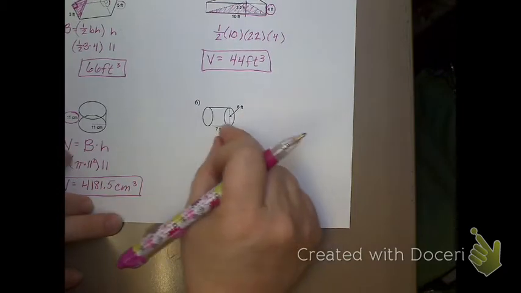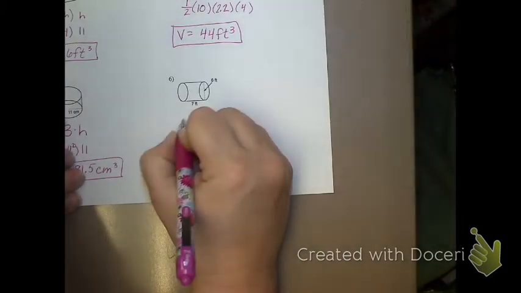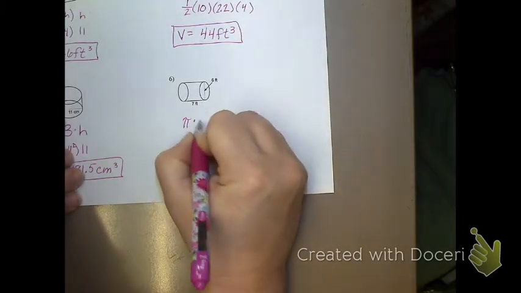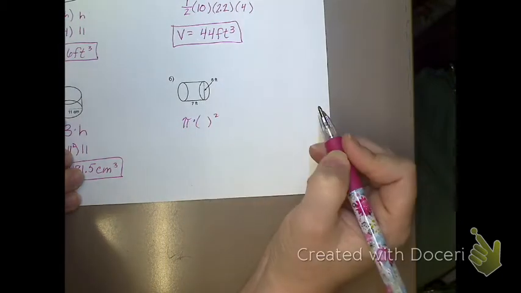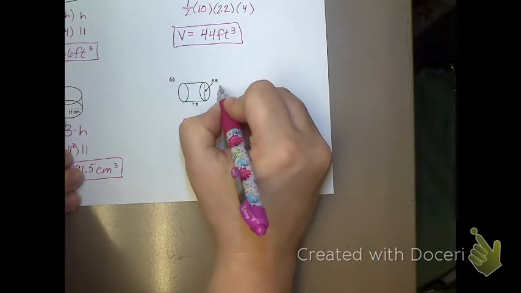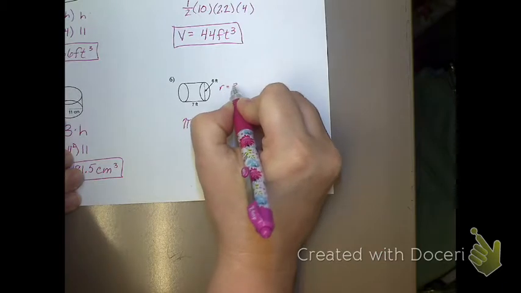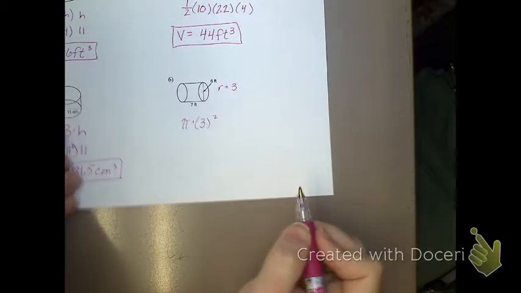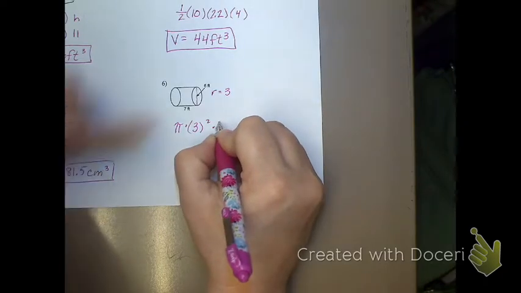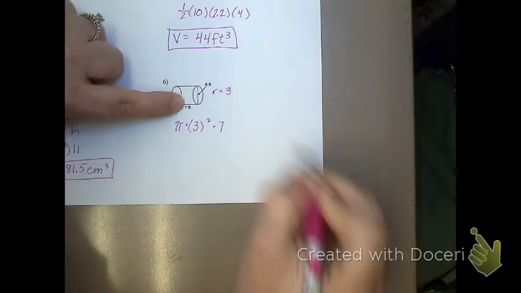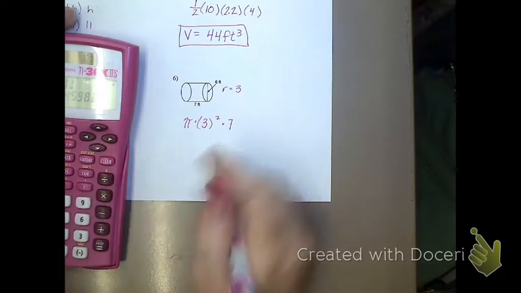So this one I'm going to have my height going sideways. I'm going to pretend it's like a can like that. And my base would be pi times r squared. Well, they give me the diameter of the base, not the radius of the base. So if 6 is the diameter, the radius is 3. So that's how I'd find the area of the base. And then I just multiply it times the height of the can, or the height of the cylinder, and that's how I'll get my volume.